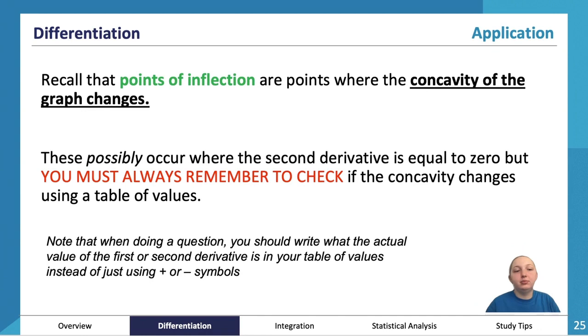So always important to check that your concavity has changed on either side using a similar method to a table of values. So put whatever makes your second derivative equal to 0 in the middle of your little table, and then do a number higher, a number lower, and then check your second derivative instead of your first derivative in the table as well to check that your concavity has changed.